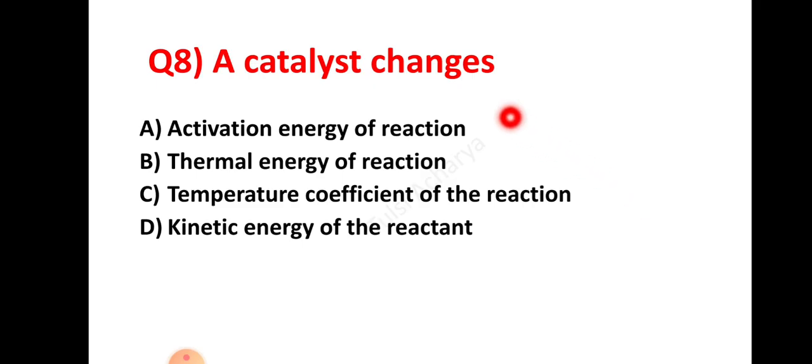A catalyst changes. We know that catalysts are the substances which are used to increase or decrease the rate of reaction, and a catalyst changes the activation energy of the reactant, where the activation energy is the amount of energy that the reactant should have to produce product. So option choice A is the correct answer for question number 8.